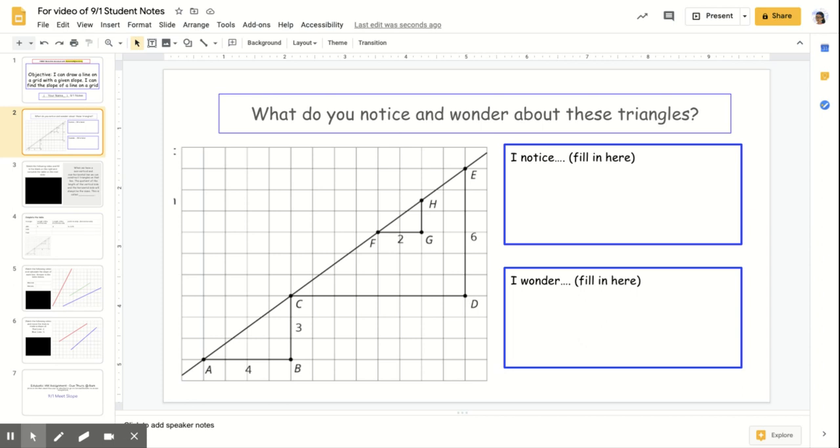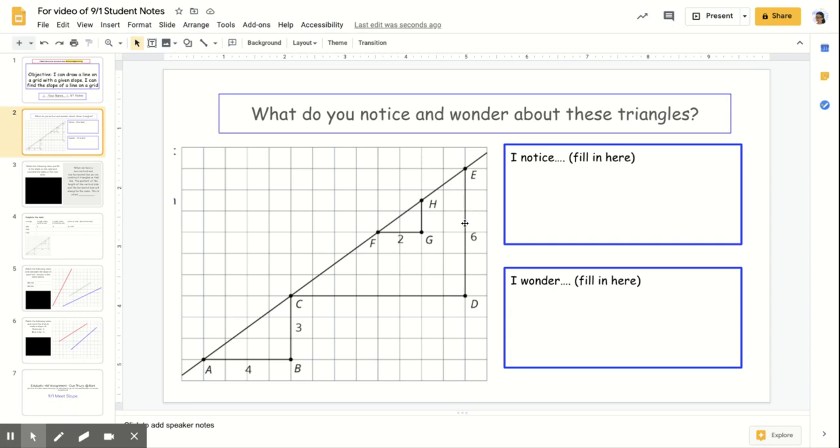Hi, today we're going to be looking at triangles and slope. When you completed your Notice and Wonder, I hope that you noticed that we have a slanted line. That means it's not horizontal or vertical. And we have 3 triangles.